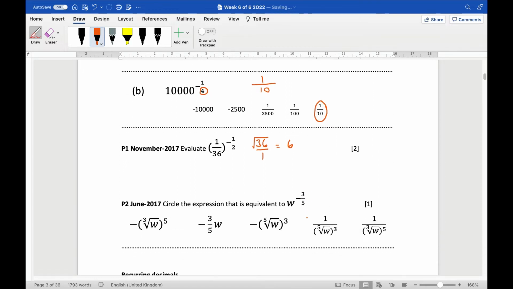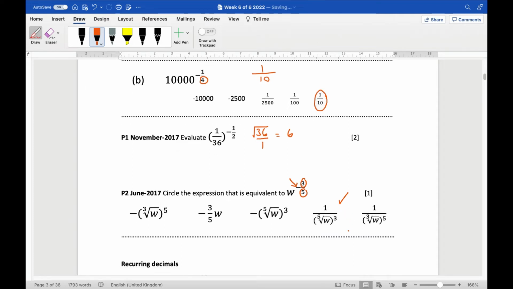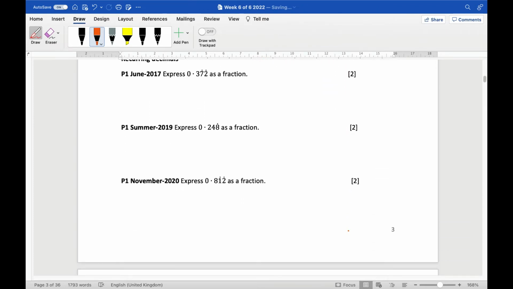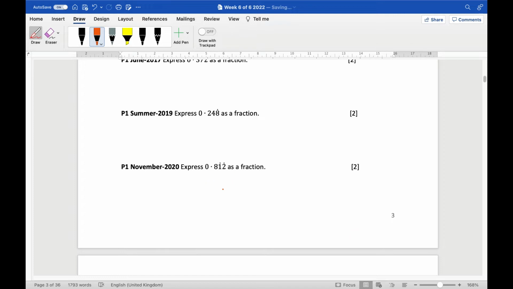Okay, hopefully you can spot here. Okay, again, we want the reciprocal, so 1 over the 5th root and the power 3. There she is. 5th root, power 3, and the minus meaning 1 over. Let's pick one of these at random. I'm not doing all of these for you, okay?